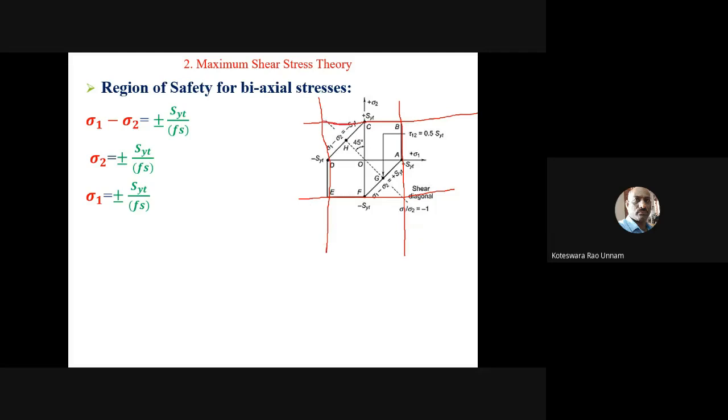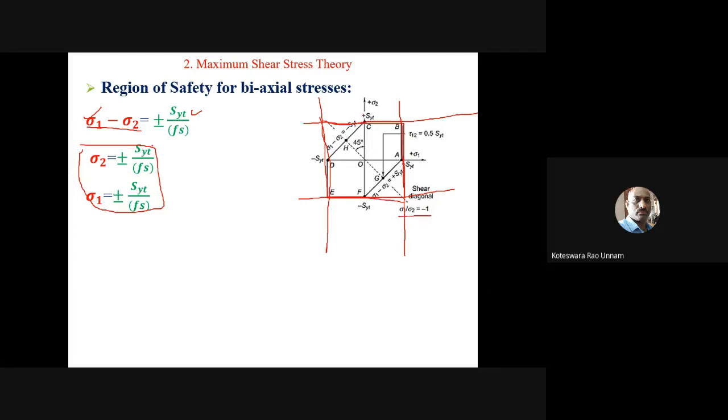Now this failure envelope is similar to your Rankine theory or maximum normal stress theory, but we got this using only these two equations. You have an additional equation here in the case of the maximum shear stress theory, that is sigma 1 minus sigma 2 is equal to S by D by Fs, plus one time and minus one time. So if I don't take the factor of safety here, I'll get sigma 1 minus sigma 2 is equal to plus or minus 1.